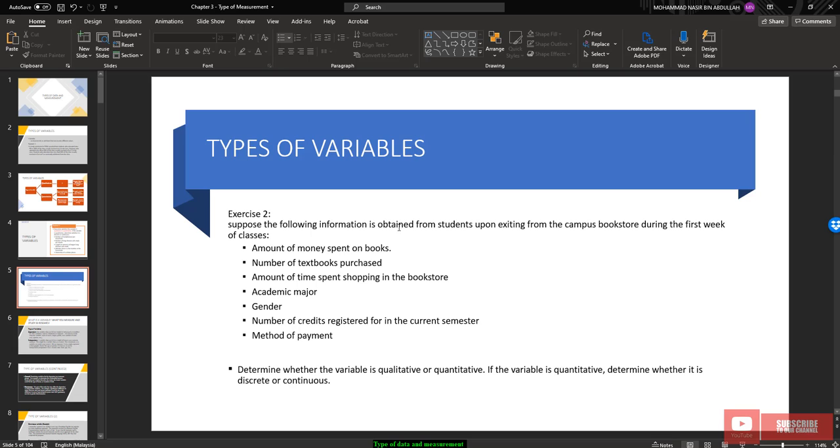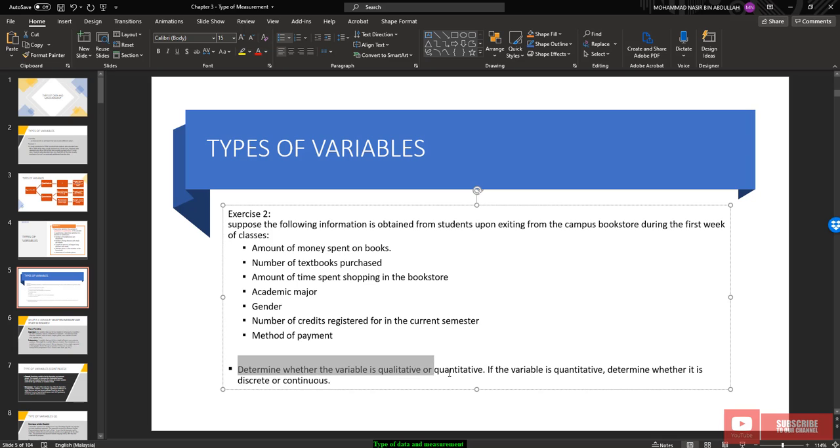Suppose the following information is obtained from a student upon exiting from the campus bookstore during the first week of class. So we need to determine whether the variable is qualitative or quantitative. If the variable is quantitative, determine whether it is discrete or continuous. Now, amount of money spent on book. How many ringgit you spend to buy a book? So it can be in a specific range, right? Going to be a quantitative variable, and this is actually a continuous quantitative variable.